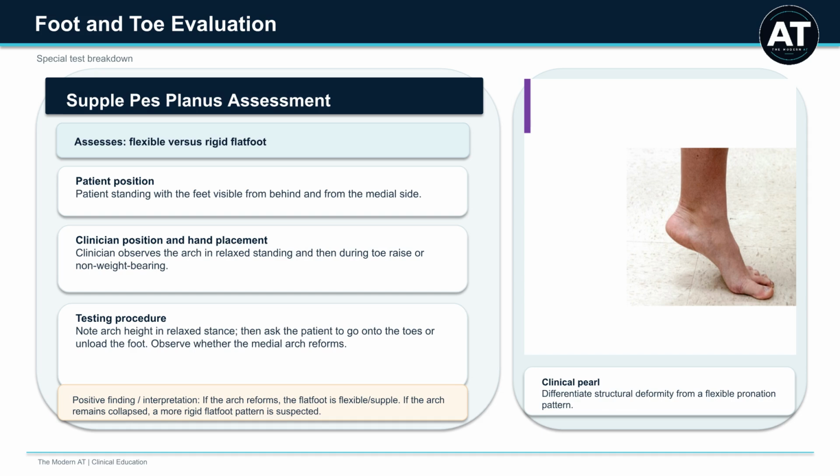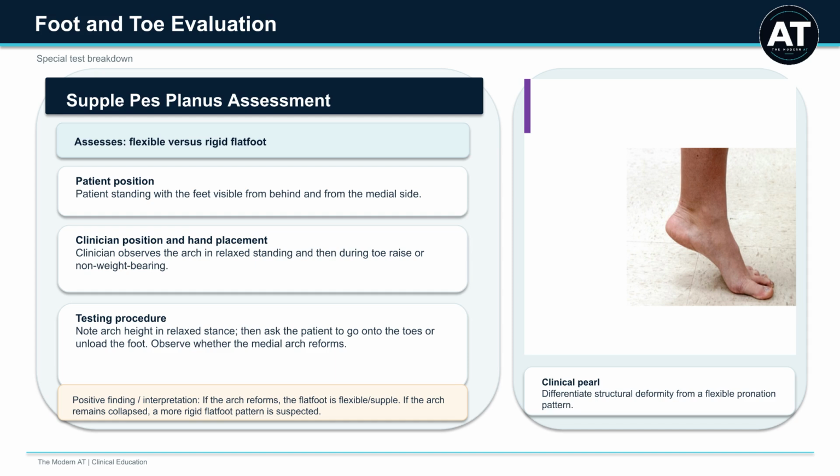The supple pes planus assessment helps determine whether a flat foot pattern is flexible or rigid. Observe the patient standing from behind and from the medial side. Note the medial arch height and rear foot position. Then ask the patient to rise onto the toes or observe the foot in a non-weight-bearing position.